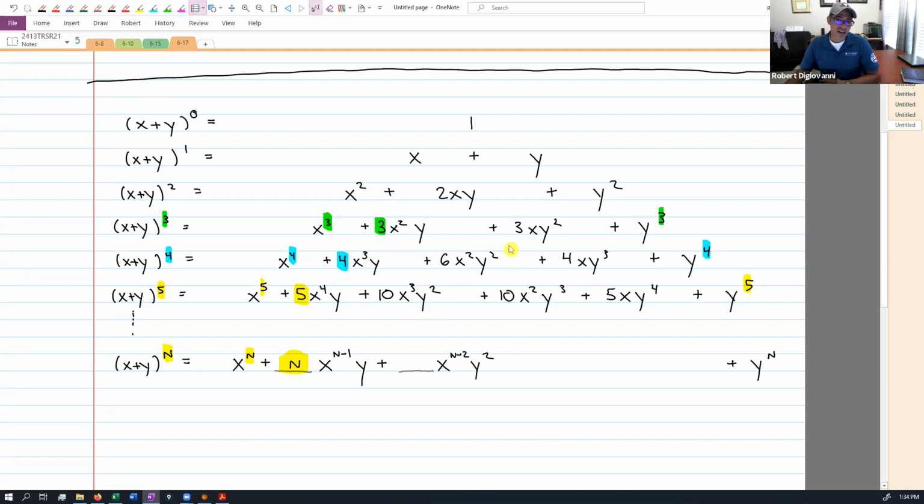Now that is not as easy to figure out a pattern on, because this is 3, then it goes 6, then it goes 10. So I'm just going to put a question mark here and not worry about it right now. The next one I would have would be some number in front, which I don't know. And then it would be x to the n minus 3 and then y cubed.